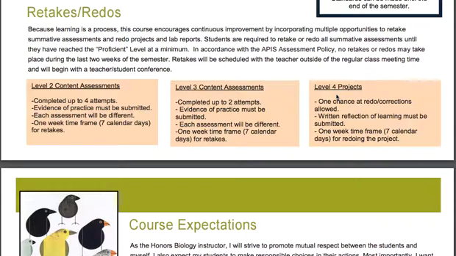So the big message in all of this is it's better for a student to do well on an assessment the first time, so they don't have to go through all the extra work of doing a redo or retake later. However, I still want to provide this opportunity so that students continue to grow and continue to learn.